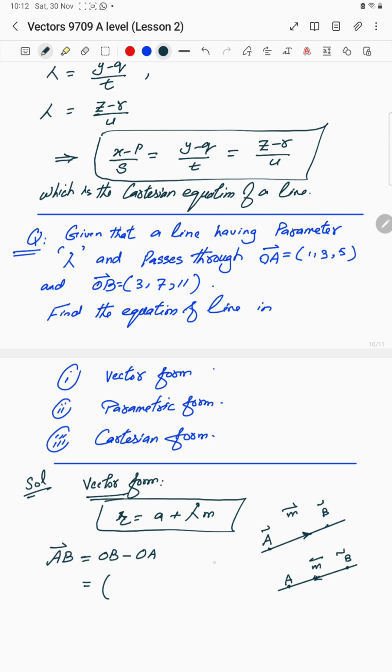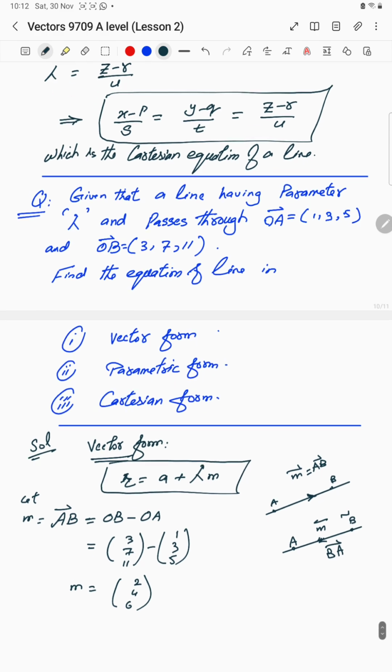So we can say this is AB, sorry, this is AB from A to B, and this is BA from B to A. So first get the direction vector, that is M. We suppose this is from A to B. OB is 3, I'm writing in column vector like this, minus OA, 1, 3, 5. I will get M as 2, 4, and 6 by subtracting them.